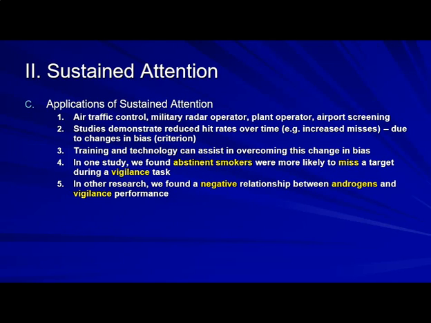So some applications of sustained attention. Well, of course, air traffic control is one of the areas in which a lot of this work has applications. Military radar operators, plant operators, airport screeners. As I was saying a moment ago, studies demonstrate reduced hit rates over time. That is, we get increased misses due to changes in bias, changes in criterion. Training and technology can certainly assist in overcoming this kind of bias. So we're actually pretty clearly able to try to identify areas in which we can improve people's signal detection ability and their sustained attention and try to avert more accidents.